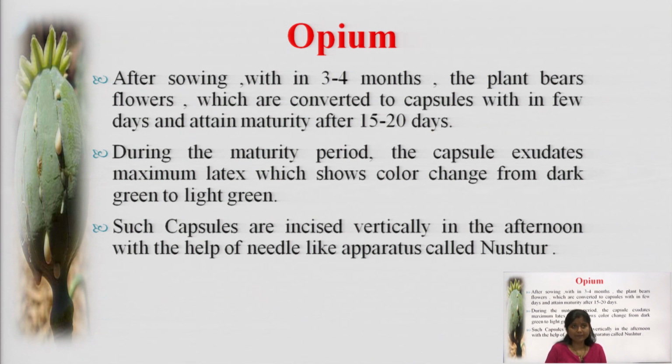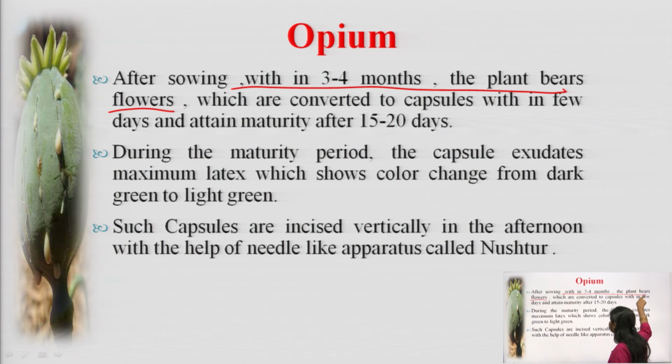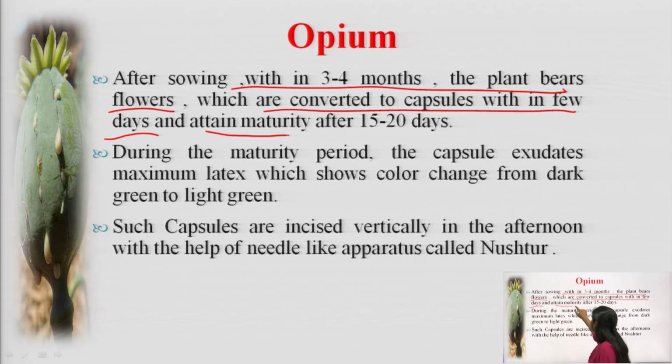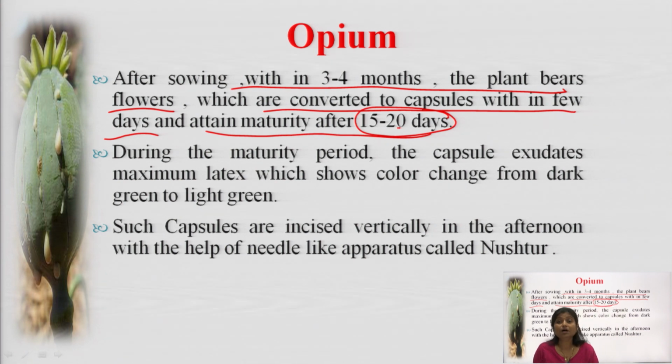If we talk about how opium is produced in detail, let's go through a few more points. After sowing, in 3 to 4 months the plant bears flowers, and after the flowers there are fruits from which the opium is collected. The flowers are converted to capsules within a few days and attain maturity after 15 to 20 days. That is the time when the drug has to be collected.